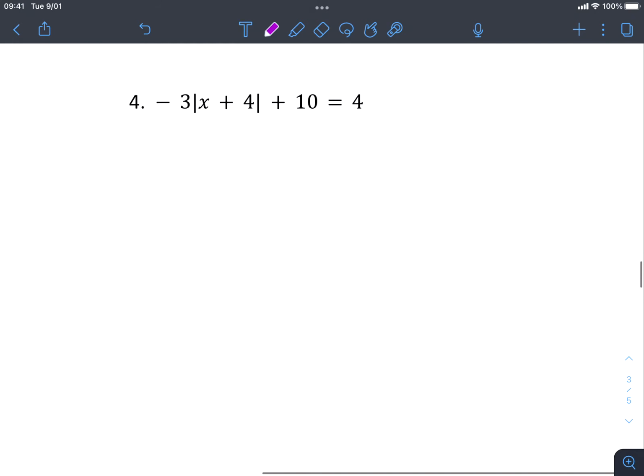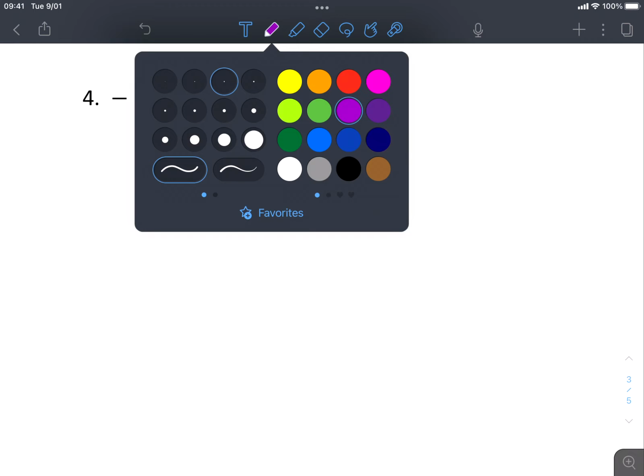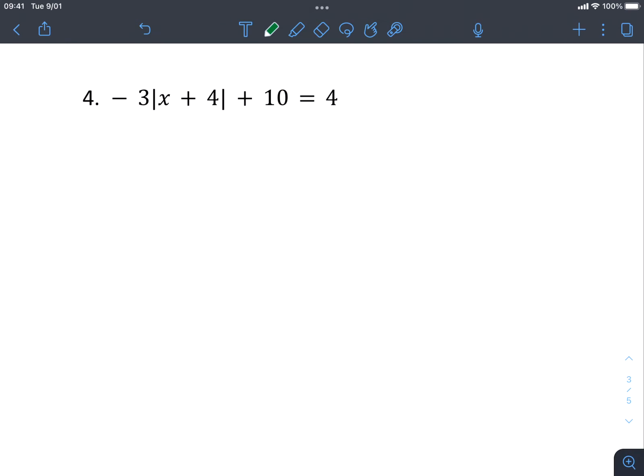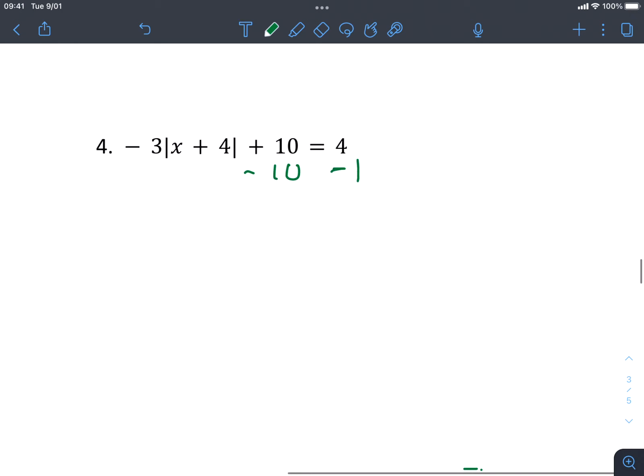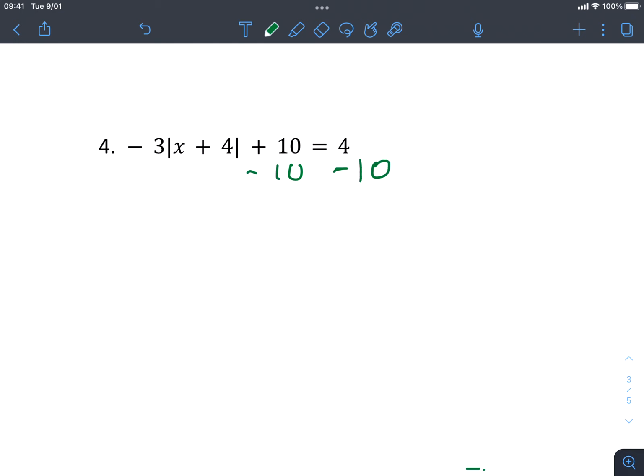Let's take a look at number 4, so number 3 and number 4. Number 3 is just like the first couple we did, but number 4 is a little interesting. So if I were to go about solving this, I need to again isolate my absolute value. I need to get rid of this -3, and I need to get rid of the 10. I'm going to get rid of the 10 first, by subtracting, doing the opposite.